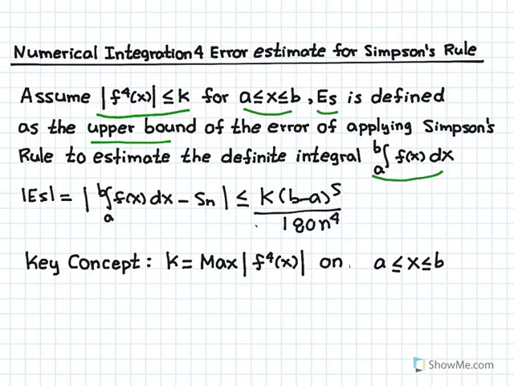So this is a formula we're going to use. We're not going to prove this rule, we just accept it. The key concept is K is the maximum of the fourth derivative, and we have to find that for a function. And that's the hard part of finding the error estimate for Simpson's rule.